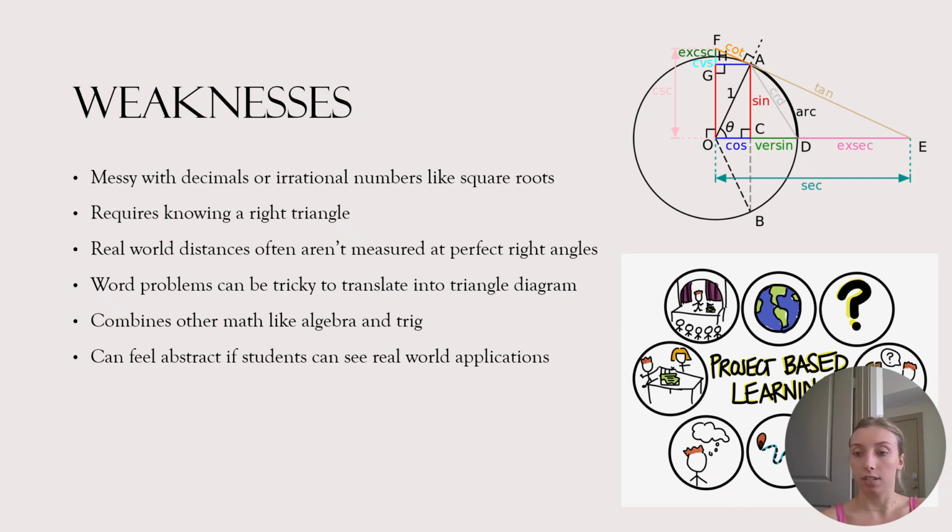Obviously, you're going to have to be able to differentiate between a right triangle and a different type of triangle. Real world distances aren't always measured at perfect right angles. Like I said with the pilot example, our world is round. Then if students aren't able to know the real world applications of this, they're going to think it's kind of abstract and they're not going to understand the point, and they might not be as engaged and confident about learning the material.